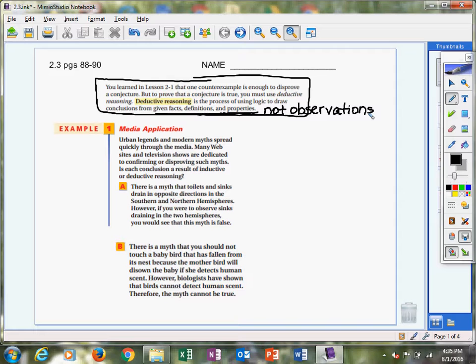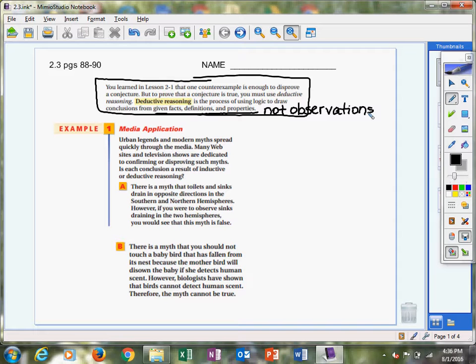So in example 1, they've given us a situation, and we are to determine whether the conclusion is a result of inductive reasoning or deductive reasoning, okay? So let me read it to you. Example 1, we're doing a media application. Urban legends and modern myths spread quickly through the media. Many websites and television shows are dedicated to confirming or disproving such myths. Is each conclusion a result of inductive or deductive reasoning?